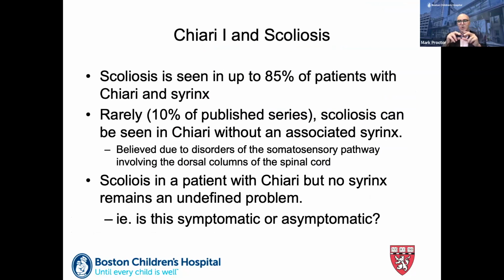How about Chiari and scoliosis? Almost always, if you have a Chiari malformation and scoliosis, it's because you have a syrinx. The syrinx causes a slight dysfunction of the spinal cord, and that causes the spine to bend over time. So if you have a Chiari and scoliosis but no syrinx, that's probably not a symptomatic Chiari.